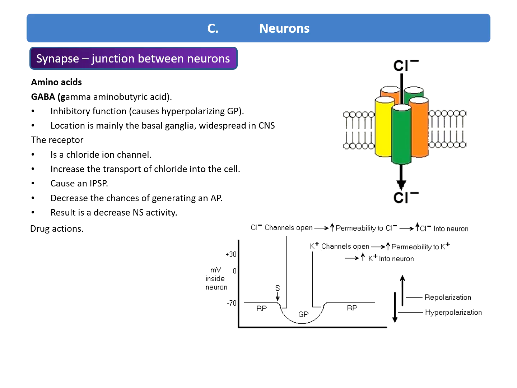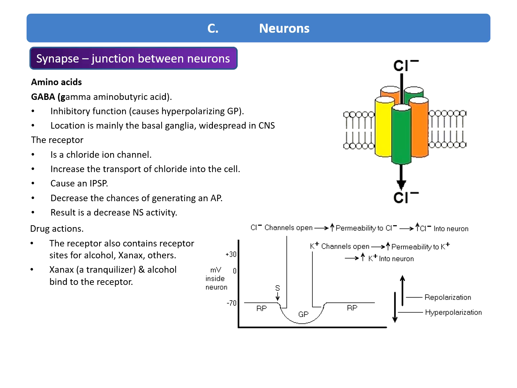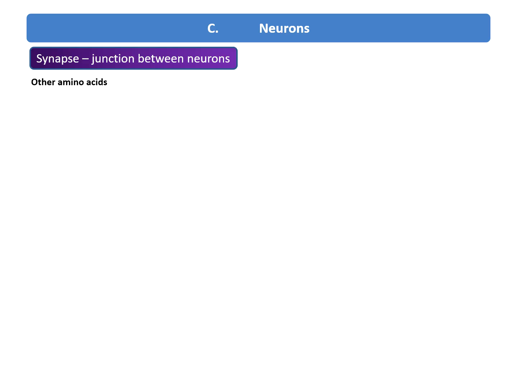Drug actions may act on GABA receptors. The receptor contains sites for alcohol, Xanax, and other substances. Therefore, substances like Xanax act as a tranquilizer, and alcohol depresses nervous system activity because they both bind to the receptor. Other amino acid synapses include those for glycine. It's generally an inhibitory neurotransmitter.